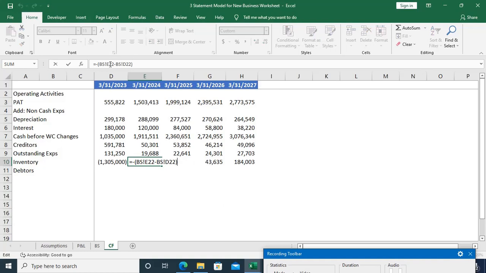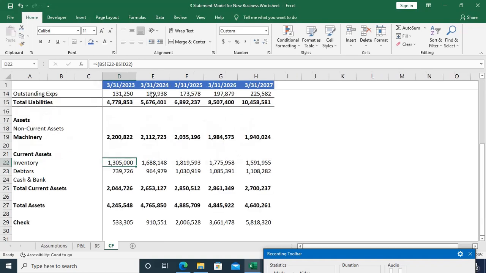Now it is showing balance sheet E22, balance sheet D22. So let us go there. Balance sheet E22 minus balance sheet D22. So it is correct. Same with the debtors.